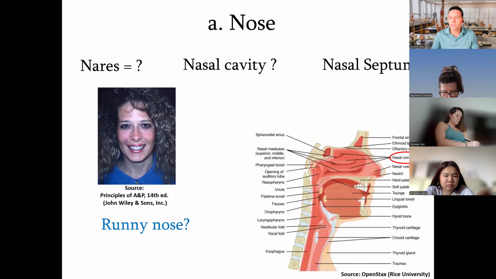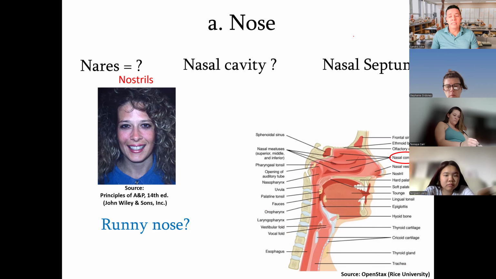So let's go over each one of those structures of the respiratory system and see what they are and what they do. Let's start with our nose. In front of the nose, we have those two big holes right here. These are what we call the nostrils, also called the nares, and they allow the air to come in and out of the respiratory system.